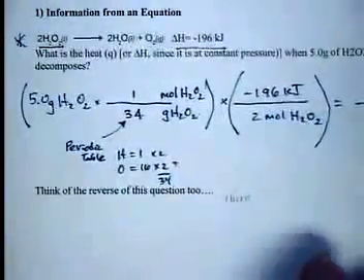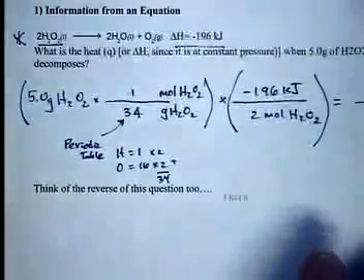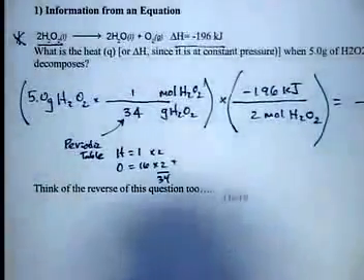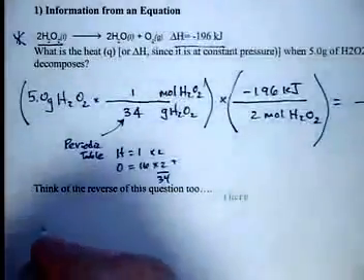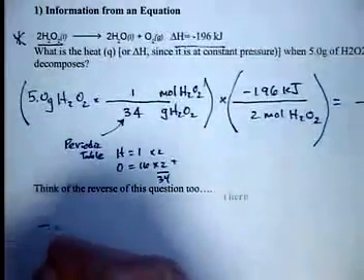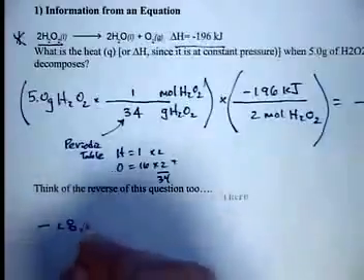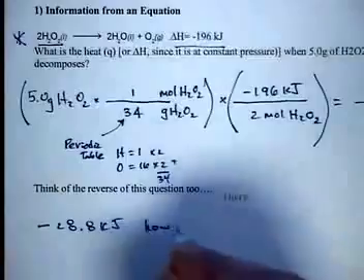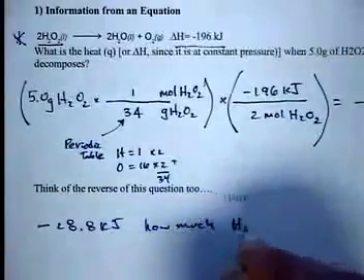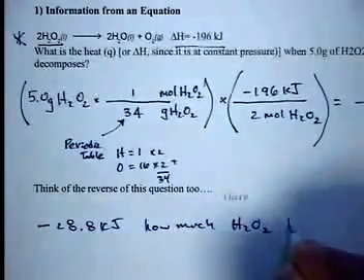Now it's important to be able to think of the reverse of this question too. What would you have to solve for, or how would you solve a problem if they told you that, let's say, negative 28.8 kilojoules of energy was released, how much H2O2 was decomposed?